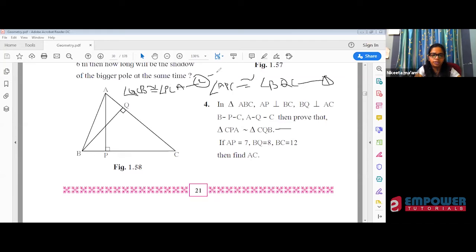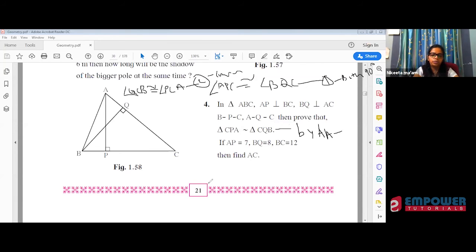So this is for the common angle reason, and for this, both are 90. Both are 90. Give a reason at each and every step. Okay, so by the AA test, write down in this format, we can say that these two triangles are similar.